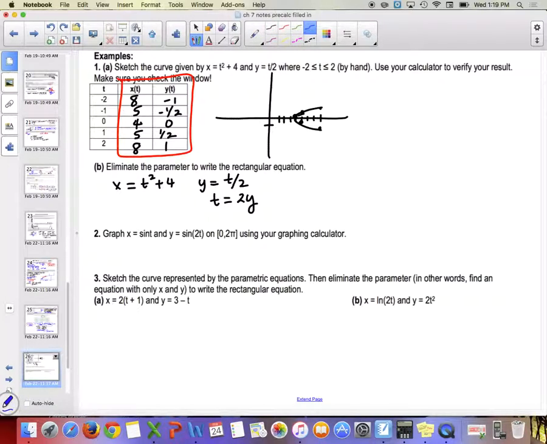Then you go back to your other equation and you replace your t with 2y. So you're going to have x equals (2y) squared plus 4. So I get x equals 4y squared plus 4. We've now eliminated the parameter. Where'd you get the 2y? I solved for t in this equation. I noticed that t, if I multiply the 2 over, I have 2y. And then you replace it in the other. Do you guys think you can do that?